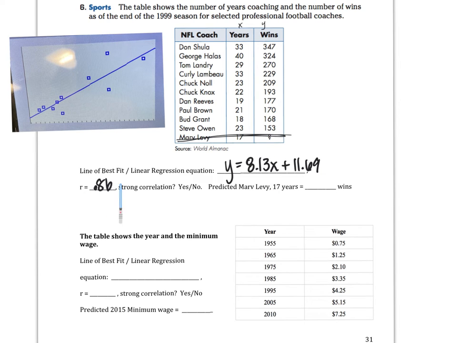So our R was 0.86. Would we say that's strong? Yes. Yeah, based on the information before, if it's anything above 0.75, it's going to be strong. So we're going to say yes.